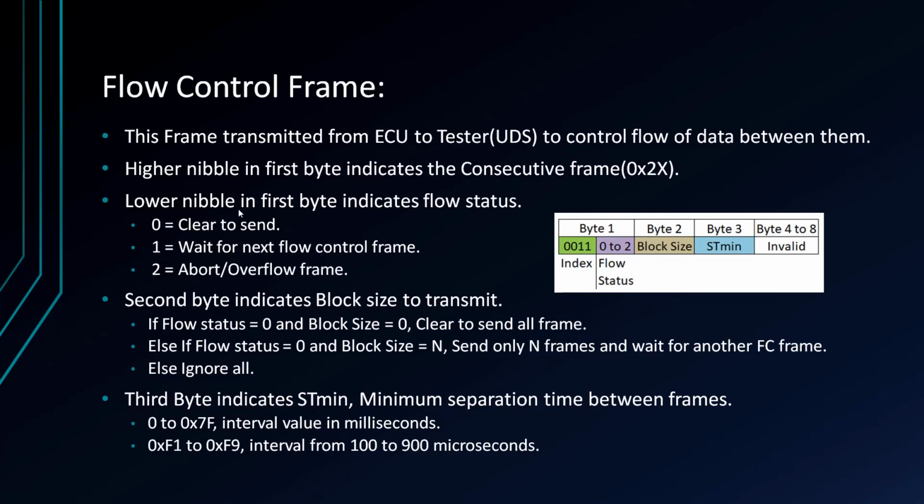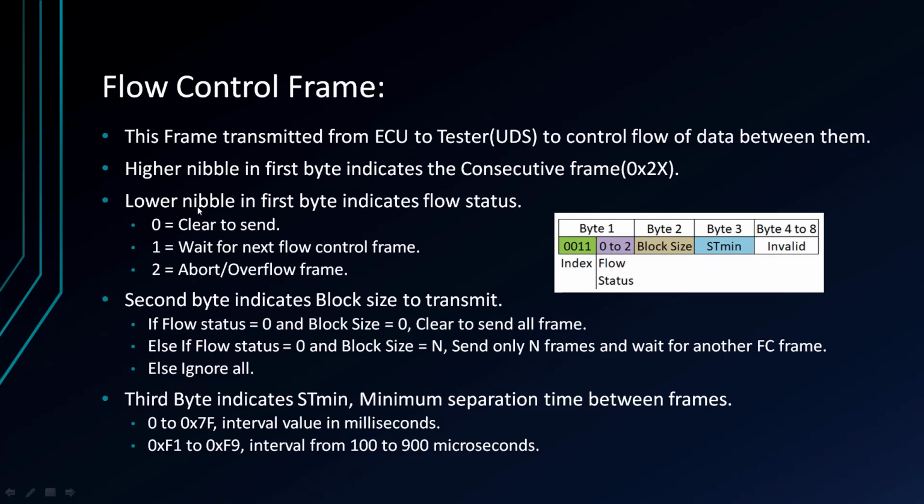This 2 indicates abort or overflow. If a 2 comes, we need to stop the process or abort. There may be an issue, like it can't control the data, or the buffer size is exceeded. So this flag indicates when to stop or abort the data.